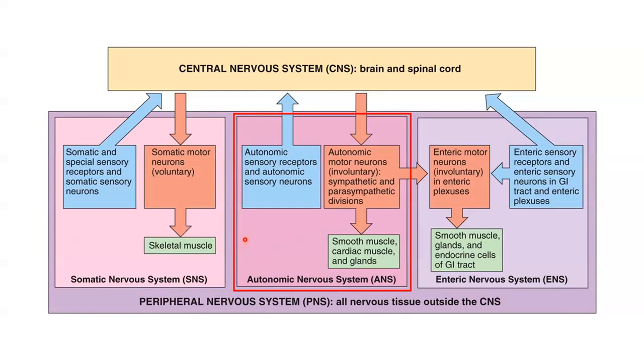The autonomic nervous system then consists of sensory receptors which convey information to the central nervous system from our autonomic sensory receptors. So these are located primarily in visceral or soft organs of the body, such as our stomach or the lungs. And then motor neurons that transmit information from the central nervous system to our smooth muscle, our cardiac muscle, and our glands, which are all effectors that are under involuntary control. So we can't consciously control these organs and they just work automatically.